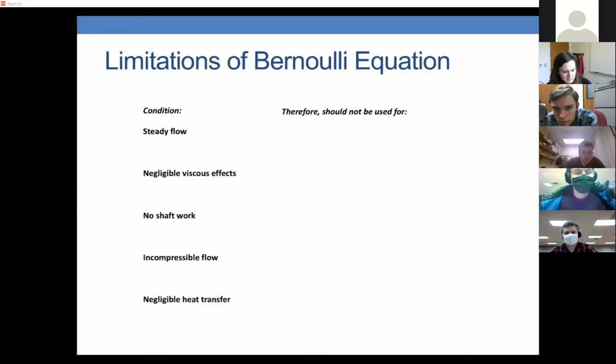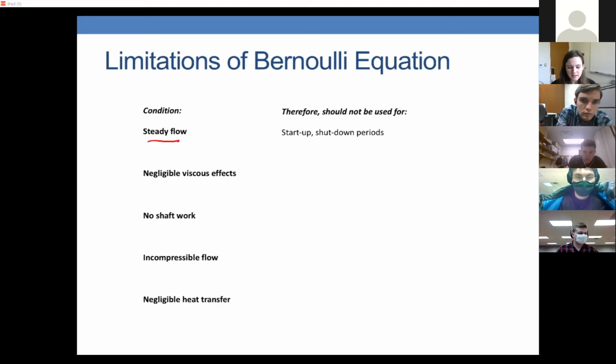What is a situation then that you might encounter in a chemical plant where you would not have steady flow and you wouldn't want to use this? Batch process. Yeah, or startup and shutdown periods, right? Or a batch process, depending.